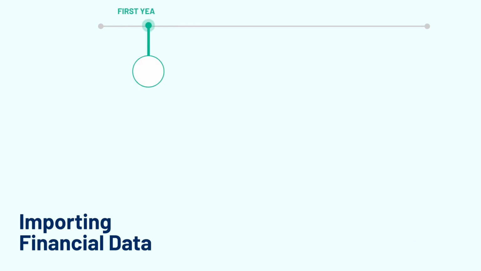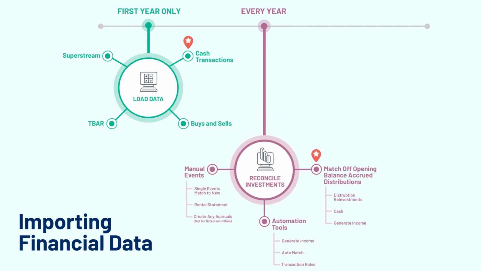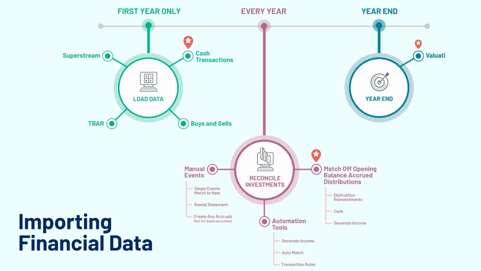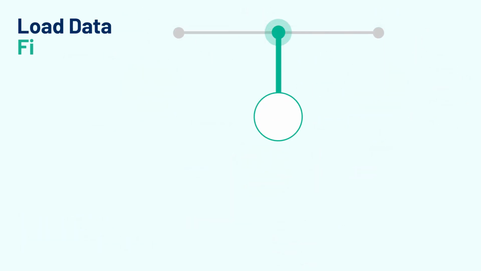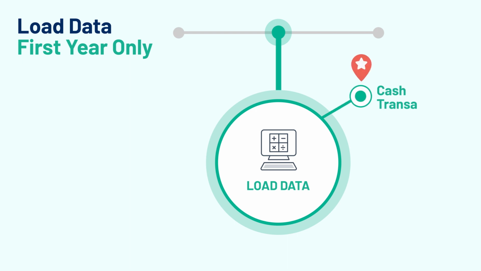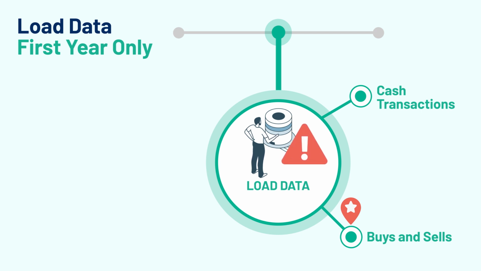This is the chronological order of importing the fund's closing balance as at the last book close date for first-year funds. Once data feeds are activated, transactions are loaded automatically. For custom holding accounts and accounts for which you have not activated data feeds, you will need to manually enter the data. In the first year, cash transactions and buys and sells may need to be manually loaded, assuming you've not already activated the data feeds. If a data feed is not supported, it will need to be imported manually.